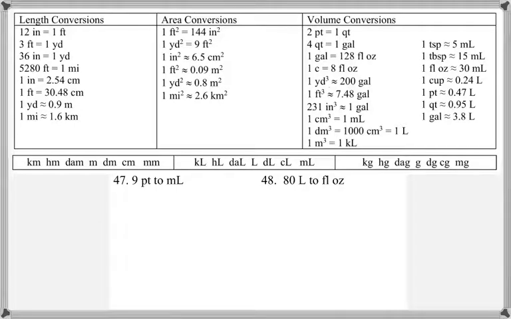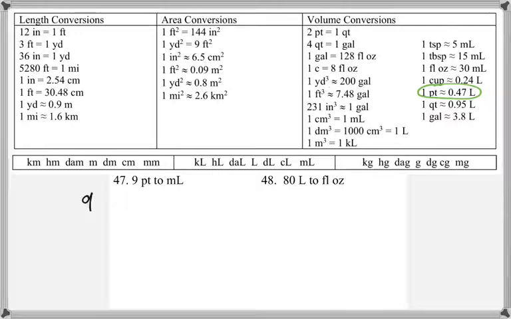For question number 47, we're converting 9 pints to milliliters. If we look at the conversion chart, we can't find a direct conversion from pints to mLs, but we can find a conversion from pints to liters. So if I convert the pints to liters, and then just move the decimal place, I should be able to figure out what it is in milliliters.